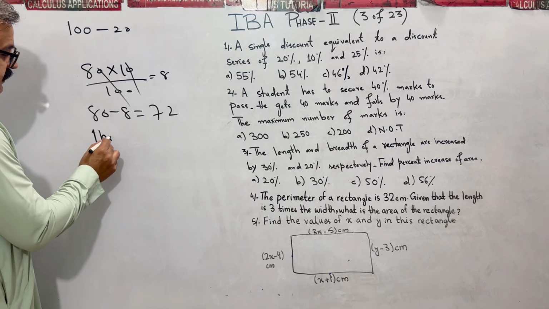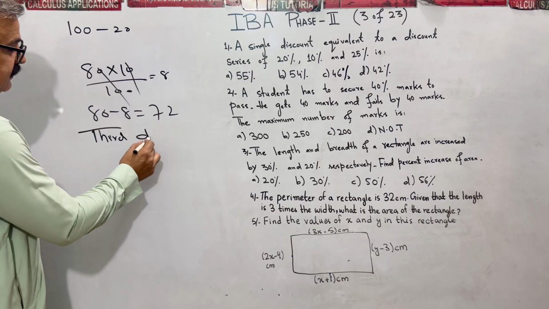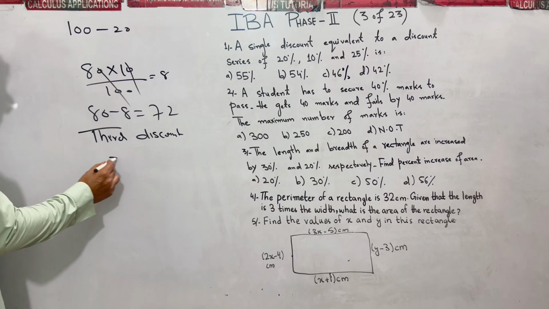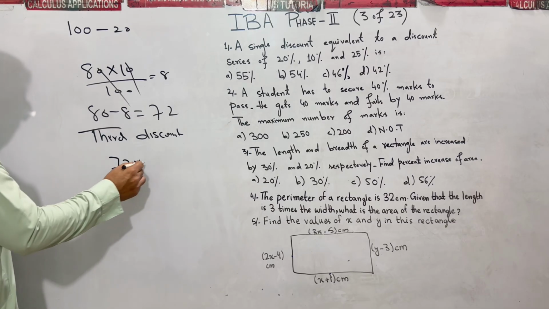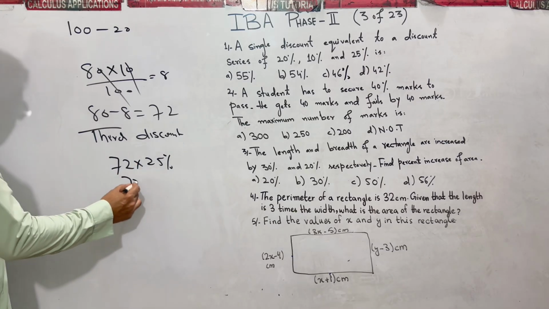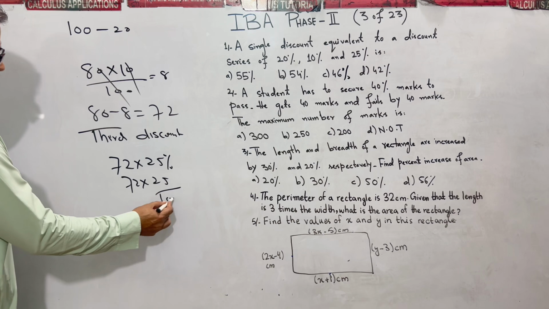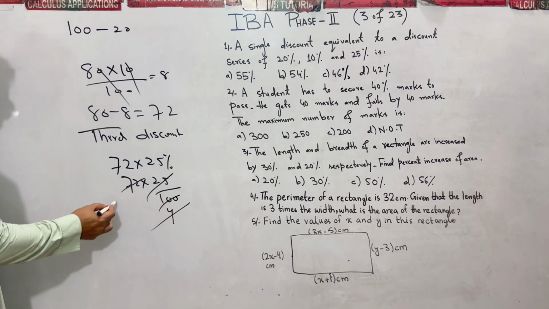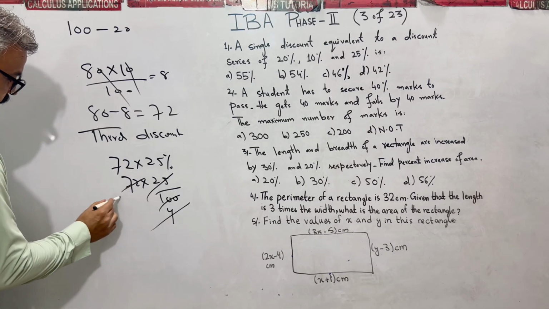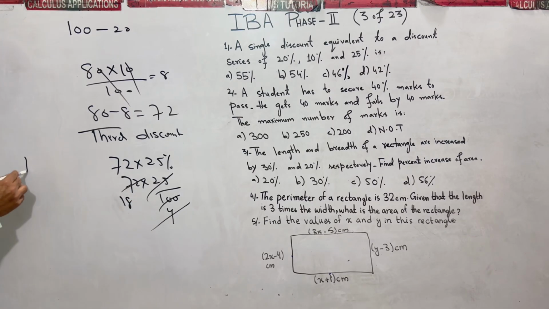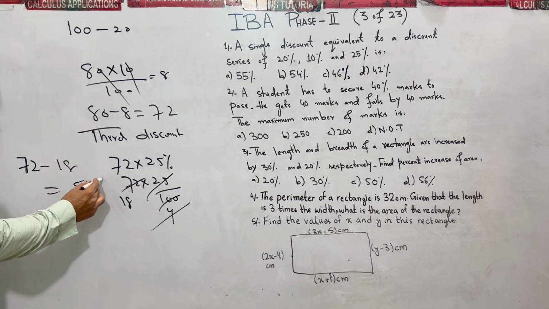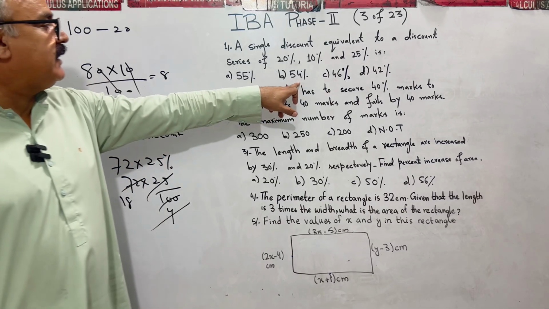Third discount, that is of 25%, that we have to give on 72. What is 25% of 72? To remove percent, divide by 100, 4 times. Table of 4 on 72, it is 18. 36 divided by 2, 18. So after the third discount, we have arrived at 72 minus 18, that is 54.